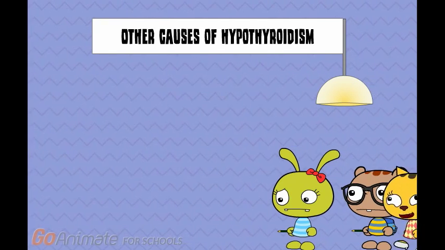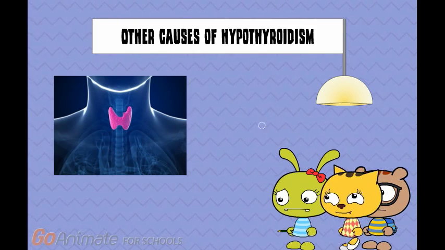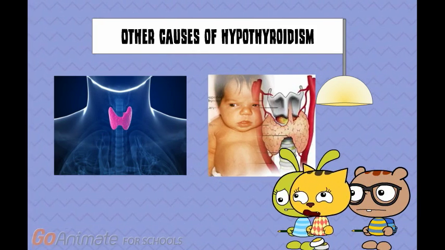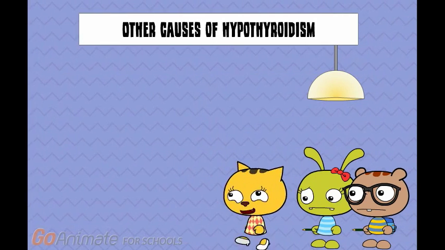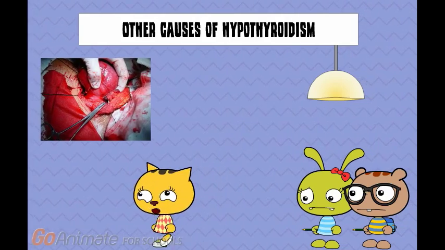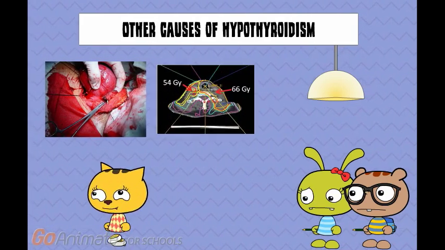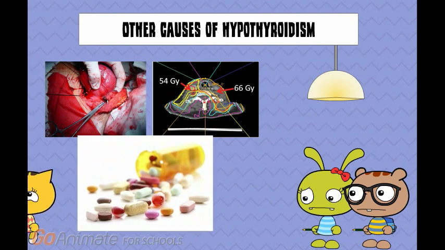Other causes of hypothyroidism are thyroiditis, which is an inflammation of the thyroid gland; congenital hypothyroidism, which is hypothyroidism present at birth. Other causes of hypothyroidism include surgical removal of part or all of the thyroid gland, radiation treatment of the thyroid, and some medications.